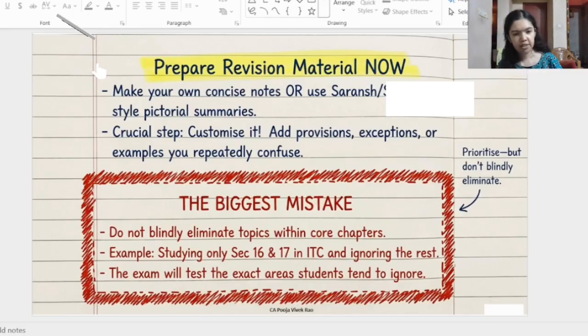So for example, in ITC, sometimes it was noticed that students prepare only section 16 and 17 and they neglect the other provision. These questions can also be asked in the exams. So don't ignore any provision. So your strategy should be prioritized, but don't blindly eliminate.